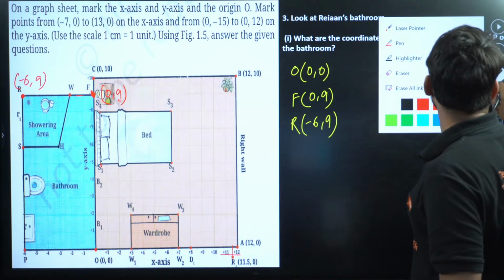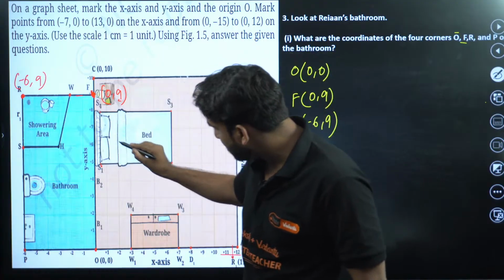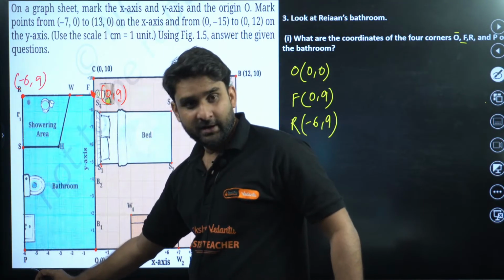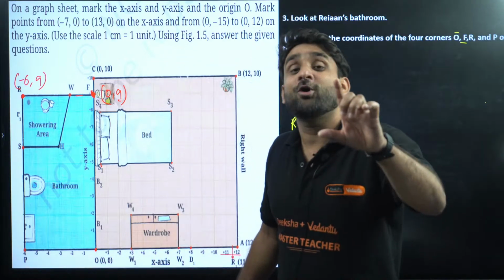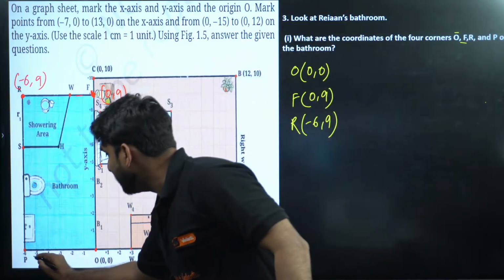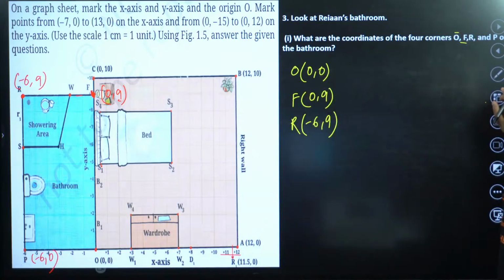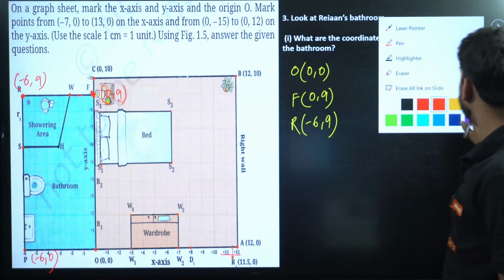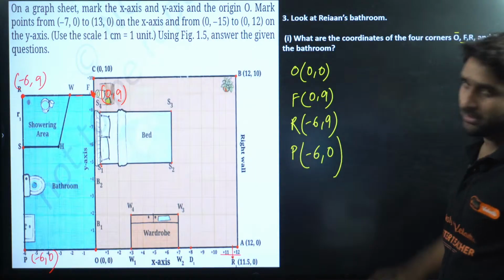Now moving to P. Where is the P coordinate? This is the P coordinate, and P is on the x-axis, and if the coordinate is on the x-axis, the y coordinate will become 0. So we can write here, this will become -6, 0. So the P coordinate will become -6, 0. We have solved.